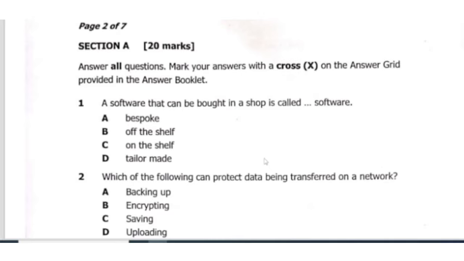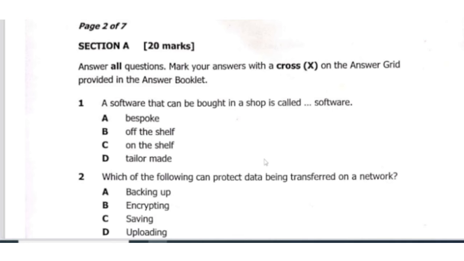We want to go to section A, and this section A carries 20 marks. The instruction for this section is: answer all the questions, and mark your answers with a cross on the answer grid provided in the answer booklet. So you mark with a cross to indicate your correct answer. That's what you need to do. Okay, let's go to question number 1.